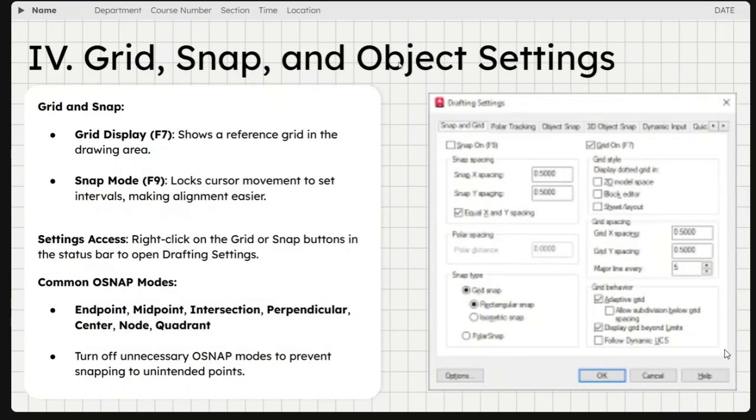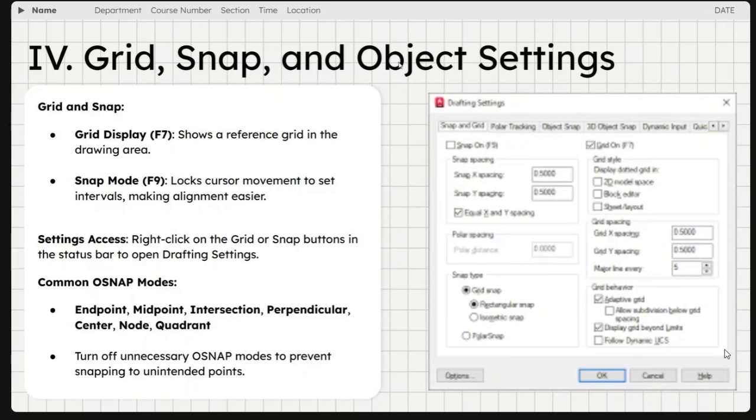You also have grid snap and object settings, which makes navigating through the design process of AutoCAD 2D a lot simpler and easier. So you have grid and snap. The grid display, which you can use, the shortcut is F7, shows a reference grid in the drawing area, and otherwise the grid will not be visible by default. You also have the snap mode, which locks cursor movement to set intervals, making alignment easier. You can change the snap mode for X and Y, so X, Y coordinates can be at different lengths. To access these, you just right-click on the grid or snap buttons in the status bar to open drafting settings.